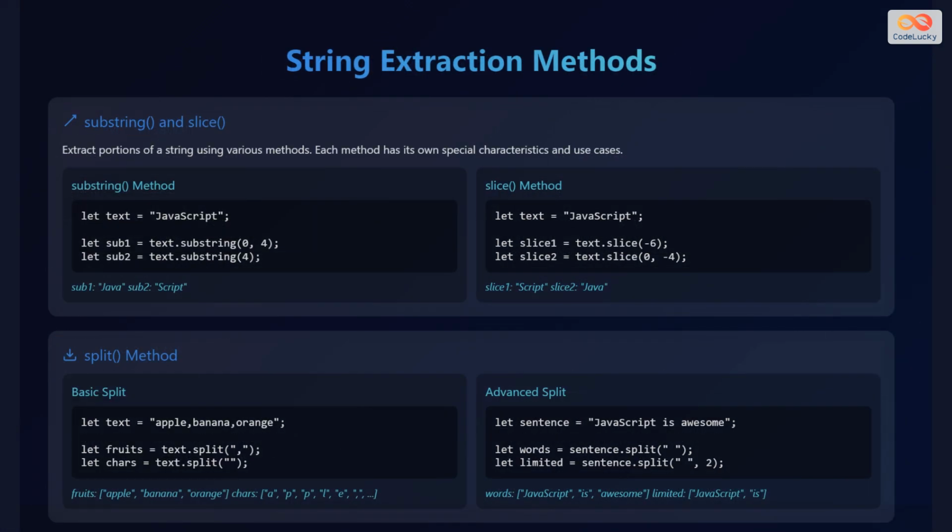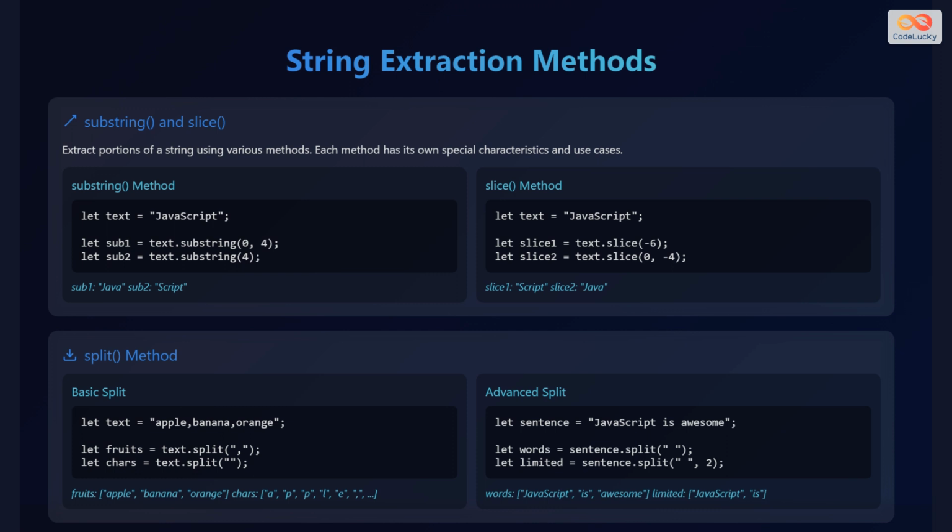The substring method and the slice method are used to extract portions of a string. Each method has its own special characteristics and use cases. Using the substring method, let text = "JavaScript". Let sub1 = text.substring(0, 4), and let sub2 = text.substring(4). This results in sub1 being the string "Java" and sub2 being the string "Script".